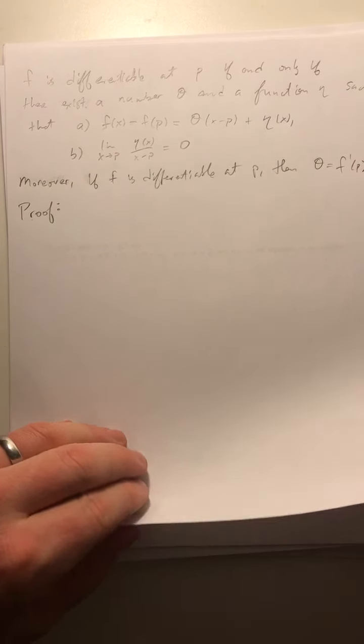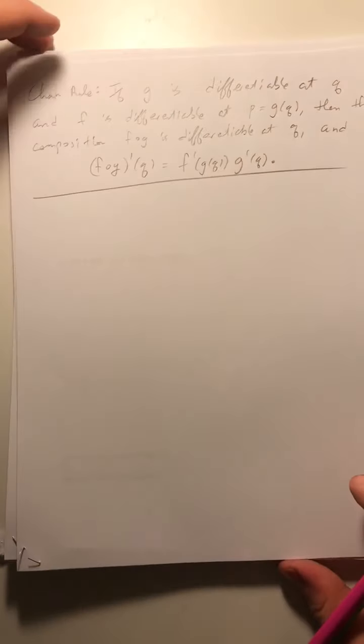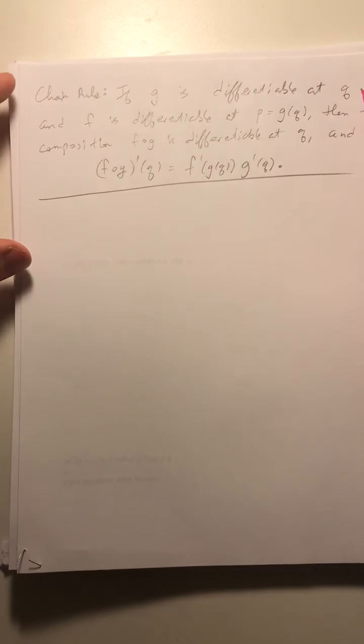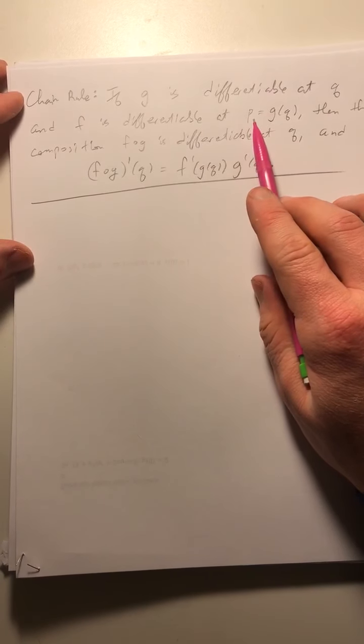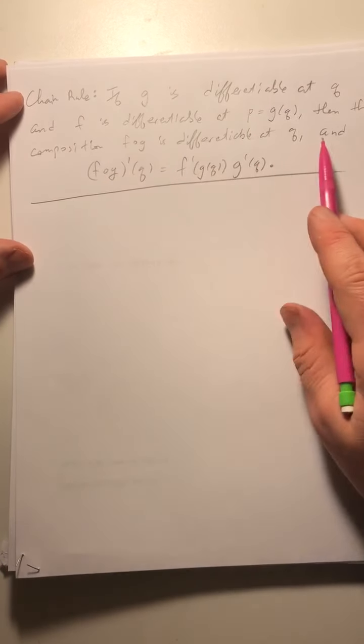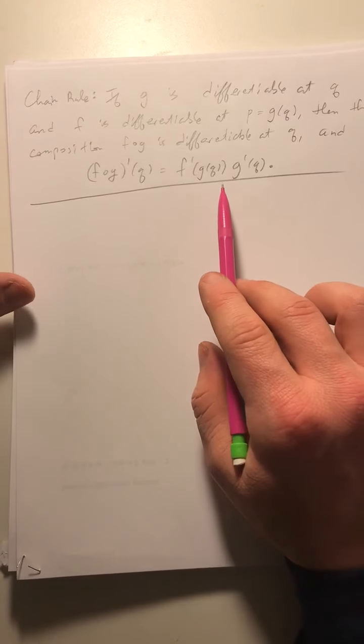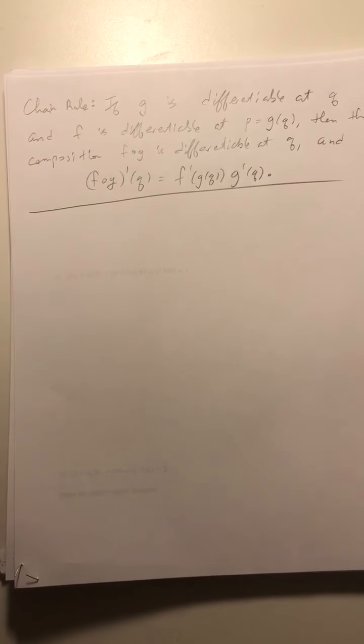So this thing, I decided I don't want that. I'm going to throw it away. So let's do chain rule, which I presumably have written down here somewhere. Okay. So if g is differentiable at q, and f is differentiable at g of q, which I'm calling p, then the composition f of g is differentiable at q, and the derivative is given by our usual chain rule formula.